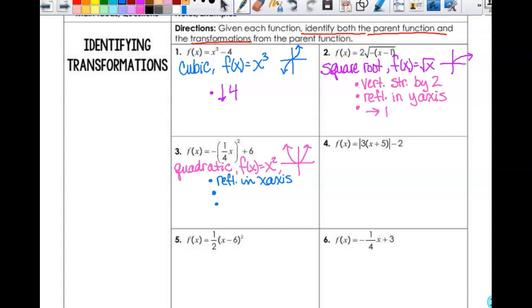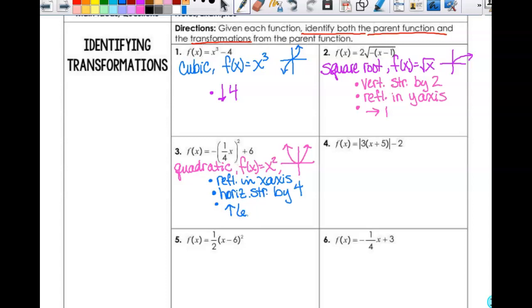I have to decide if it's vertical or horizontal. Does it affect x or y? X, which means that x lies, so I do know it's horizontal, but is it a stretch or a compression? Stretch, because it lies, right? It looks like it should be a compression, but it's a stretch by the reciprocal, which is 4. And then what does the 6 do? Moves up 6.